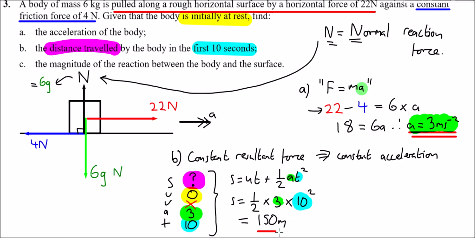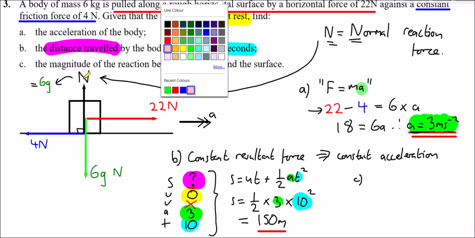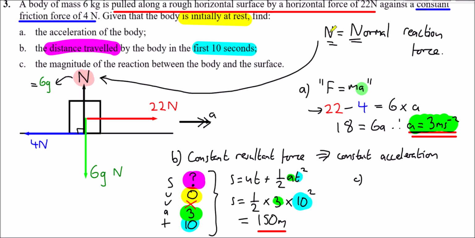Now part C is almost a trick question. It's not a trick question because it is a valid question, but it's something you need to be careful about. The magnitude of the reaction between the body and the surface. Well, the reaction force, like I mentioned, is called the normal reaction force. That's just one name for it. Sometimes it's just called R, which is the reaction force.